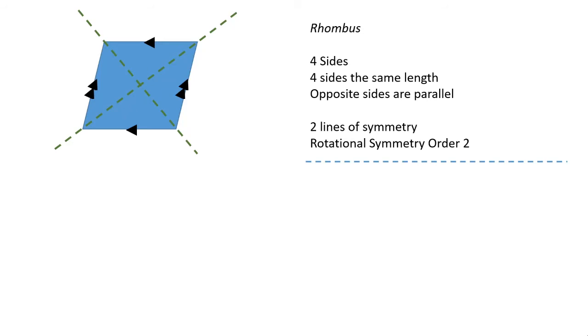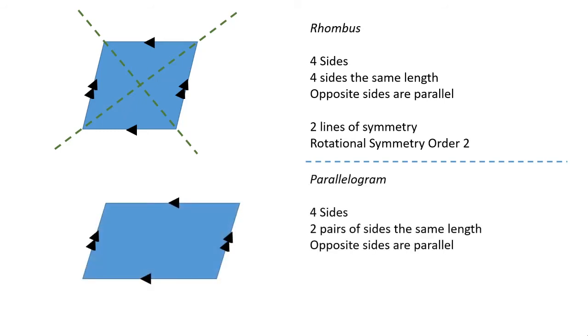Now, very similar to a rhombus, if a rhombus is a tilted square, we also have a parallelogram. And a parallelogram is a little bit like a tilted rectangle. So it has 4 sides. 2 pairs of sides the same length, so the top and bottom are the same length, the left and right are the same length, and once again, the opposite sides are parallel, hence the name parallelogram. So the top and the bottom are marked with single arrows because they are parallel to each other, and the left and right are marked with double arrows because they are parallel to each other. And again, top and bottom are the same length, left and right are the same length.